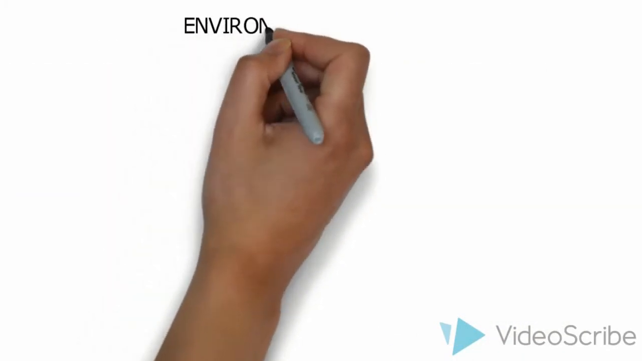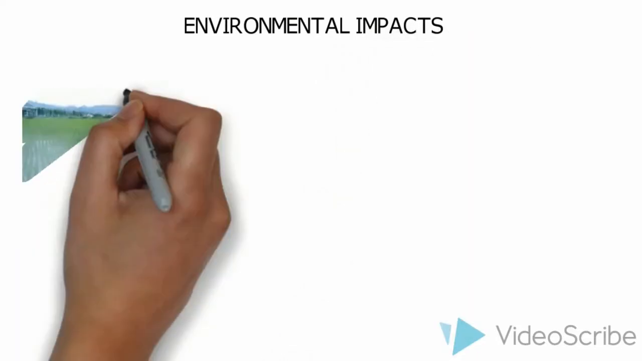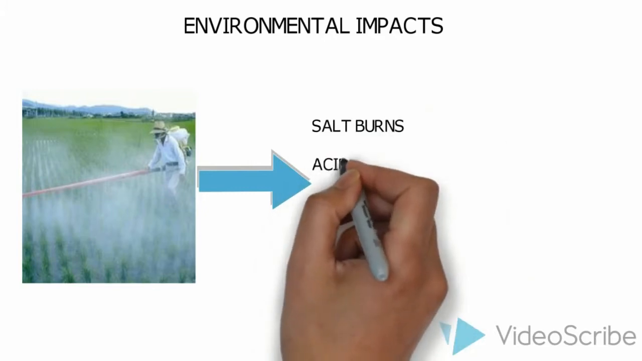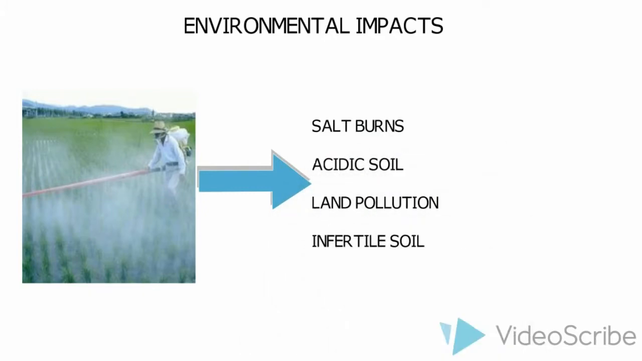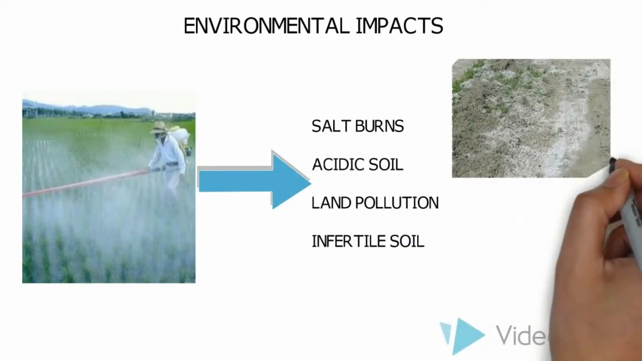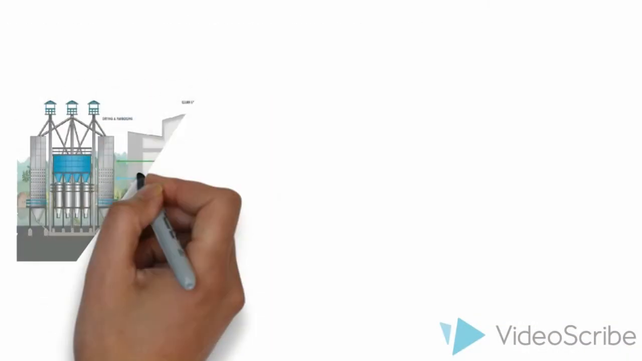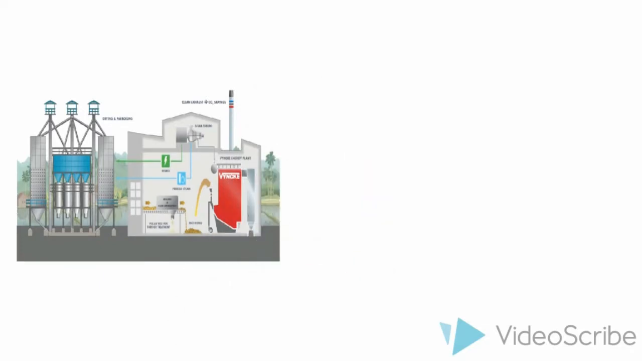Let's go to environmental impacts. Due to the usage of fertilizers, soil will get affected. How? Salt burns, acidic soil, land pollution, infertile soil. Due to the milling process, the air gets polluted.